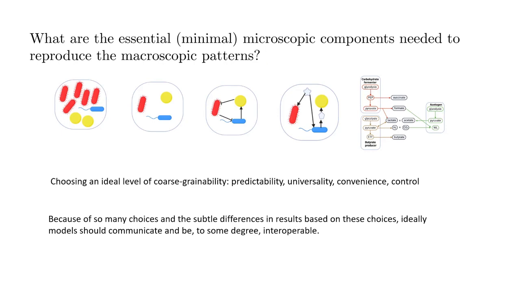And because you have all these different choices, and also because subtle differences result in different dynamics, ideally you would be able to test all of them or to test many of them. And you want the models to be interoperable, so you want to be able to compare them between each other. And that is the motivation why we made MiaSim.